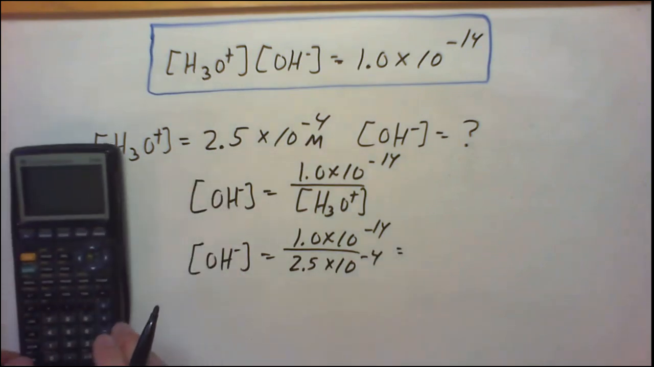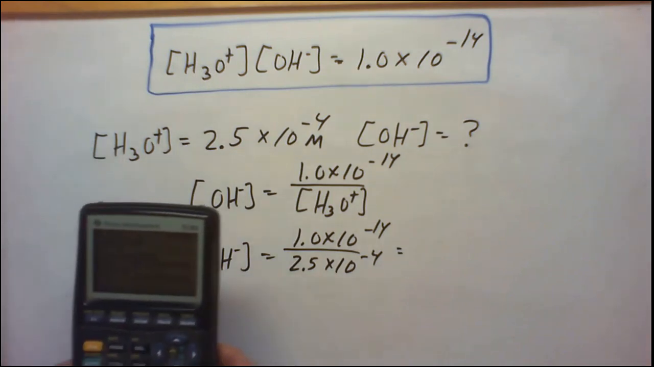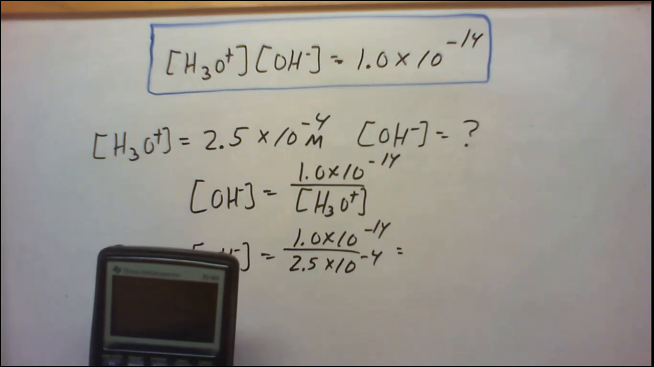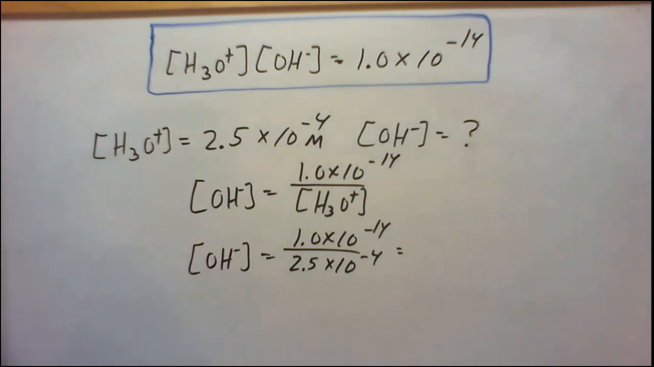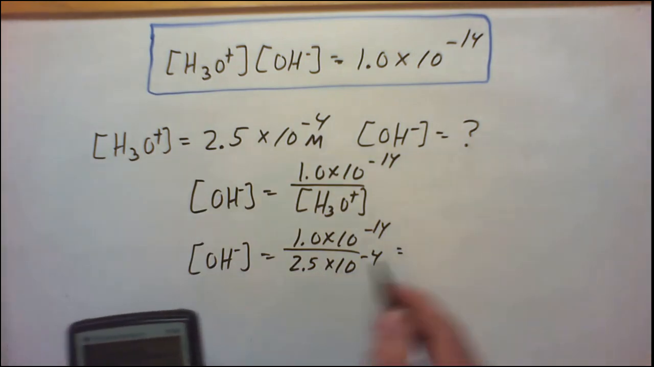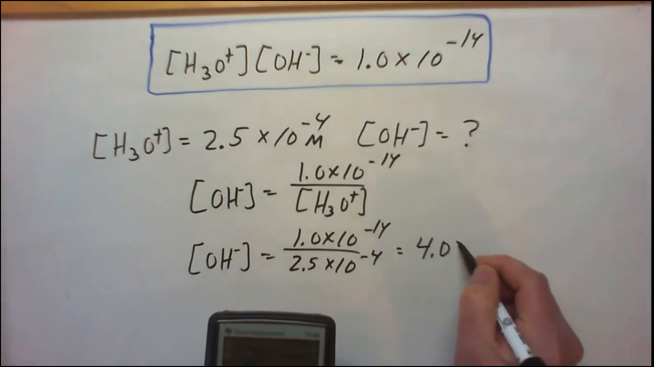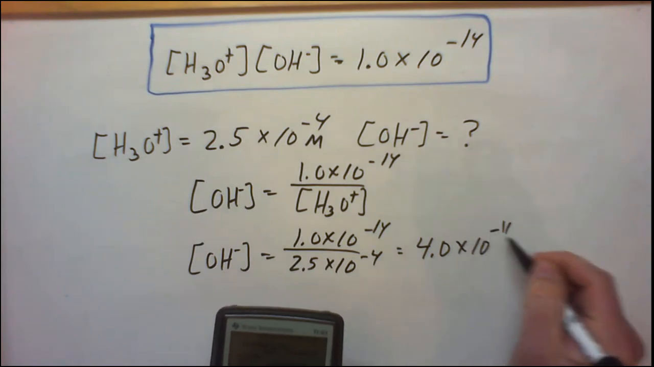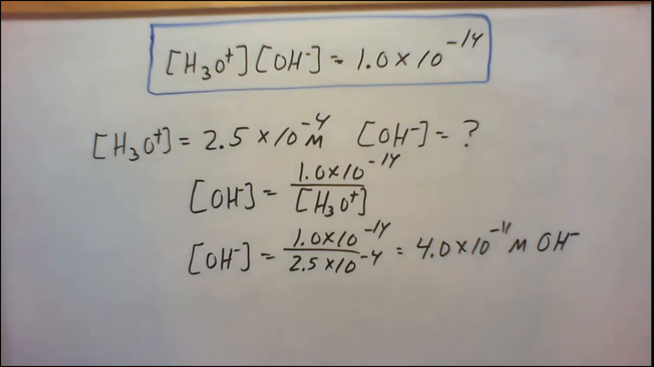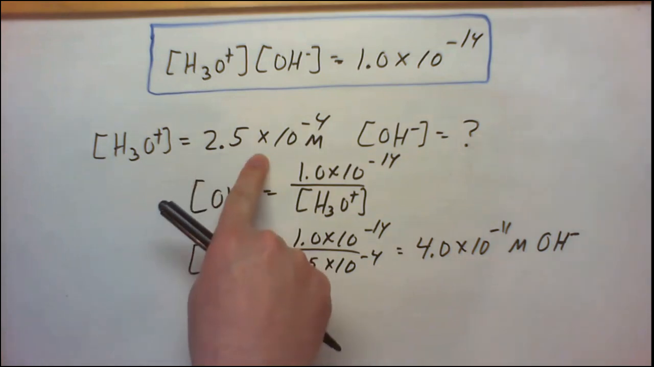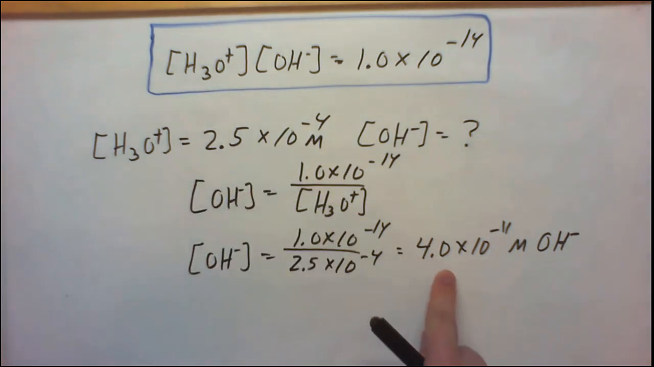And this is scientific notation, so it's very important that we practice these because it's very easy to make mistakes with scientific notation in our calculator. So the answer, 1 times 10 to the minus 14 divided by 2.5 times 10 to the minus 4, gives us a molar concentration of hydroxide of 4.0 times 10 to the minus 11 molar hydroxide. So this says that in an aqueous solution, if we know the concentration of hydronium is this, then the concentration of hydroxide must be this.